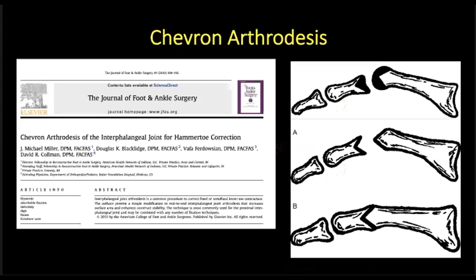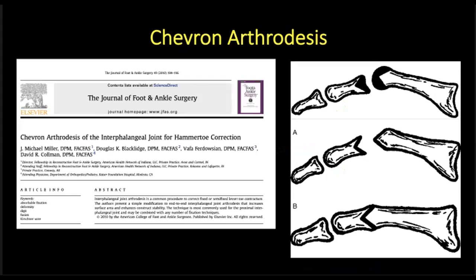So this is a paper that was written by Dr. Miller in Indianapolis. These are my fellowship attendings. And so this is a modification to the end-to-end arthrodesis. This creates a really nice superior contact between cancellous bone. It really allows you to correct the deformity in all three planes.